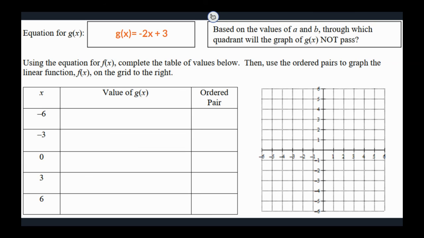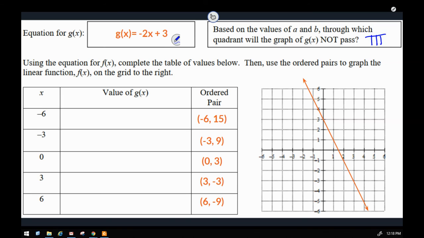Okay, so which quadrant does it not pass through? G of x does not pass through what? 3. Okay, here are your ordered pairs. And that is what your line should look like. Okay, feeling pretty good so far? Good.